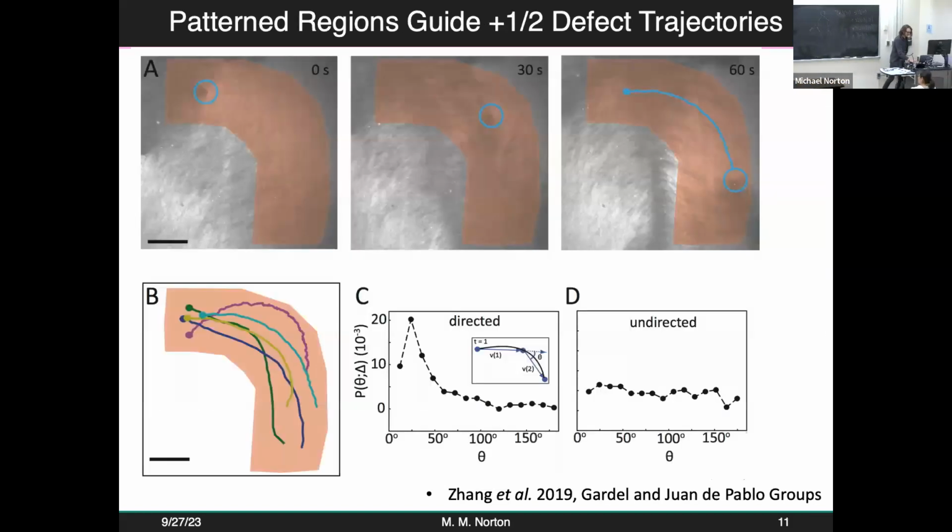This is not as fun to look at, but this is another example of what you could do with this kind of system. Here the light has been patterned in the shape of this elbow, and it's a little unclear in these images, but what's happening is one of those plus-half defects that I said is self-propelling is following this track that's been laid out for it with the activity.